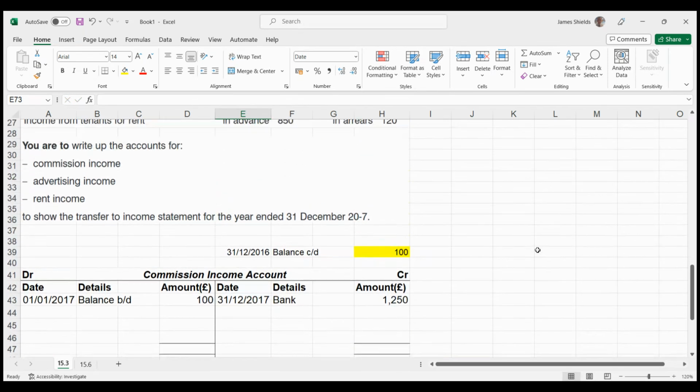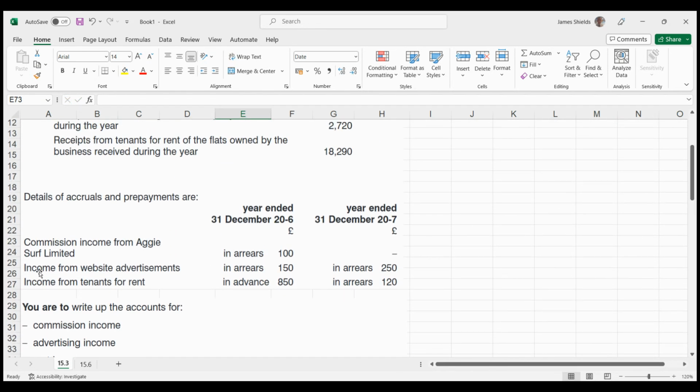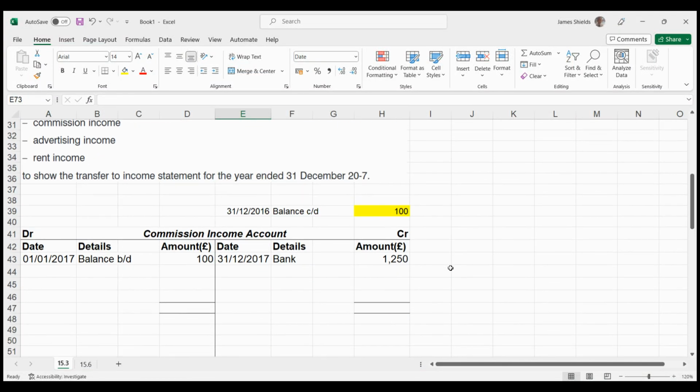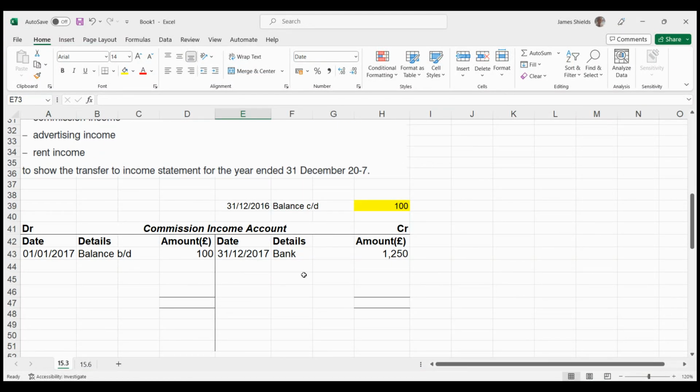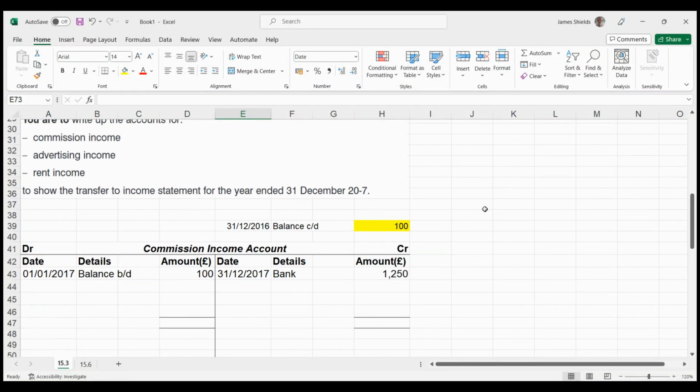Right, now go to the last bit now. Commission income from AgriServe Limited. At the end of the year, there was nothing outstanding. So that means we've got no balance carried down on AgriServe commission income. So here I've got no balance carried down. So I'll come back to that in a moment to finish it off.